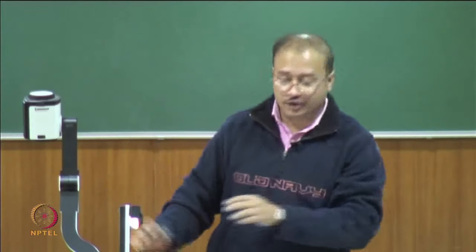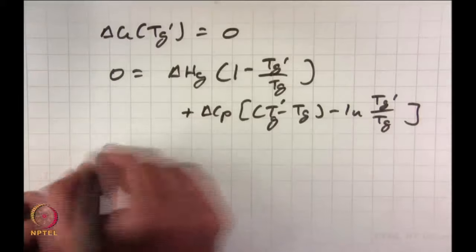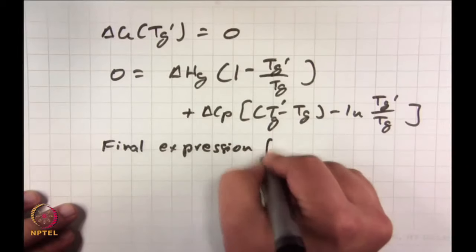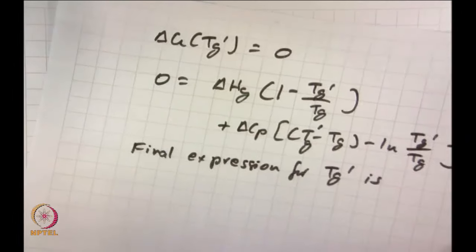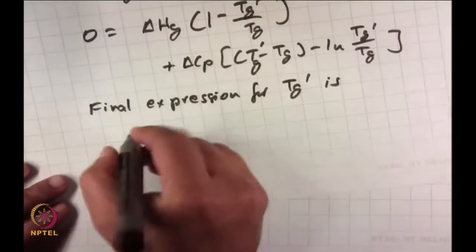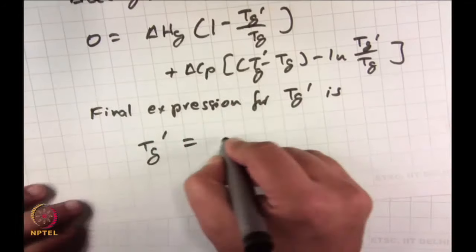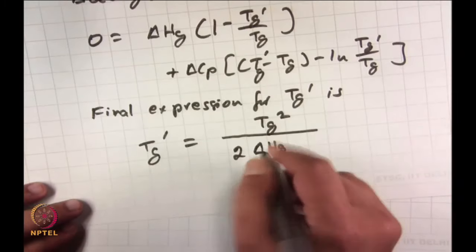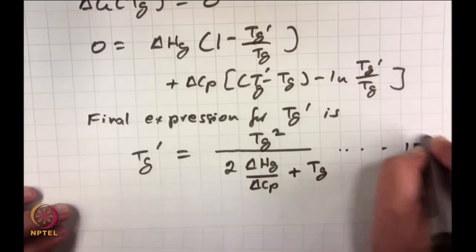So, this is a homework for you. The homework for you is to prove or to get the final expression for T_g prime. I will give you the final expression for T_g prime: T_g prime is equal to T_g squared by 2 delta H_g over delta C_p plus T_g. Now, this is the final expression for T_g prime.